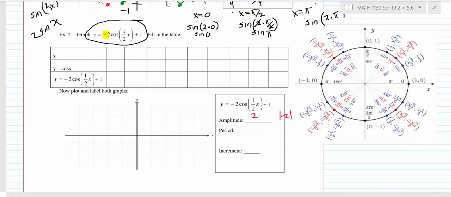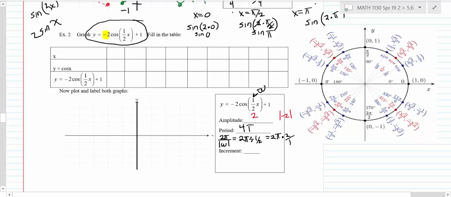The period has the formula 2 pi over the absolute value of omega. Omega in this problem is 1/2. So you're really doing 2 pi divided by 1/2. That's your omega, the number in front of x. Well, that's really 2 pi times 2 over 1, so that is 4 pi. So the period has changed to 4 pi. It's gone from 2 pi to 4 pi, so the graph is widening out.